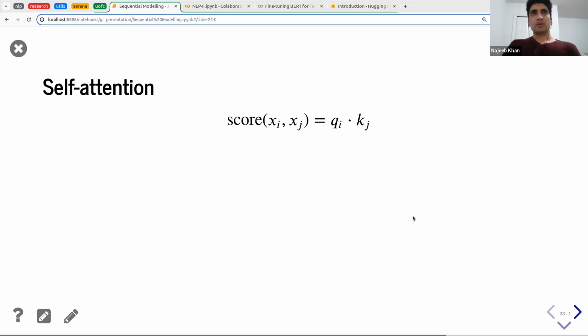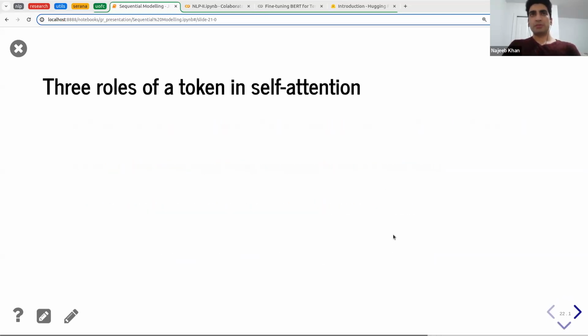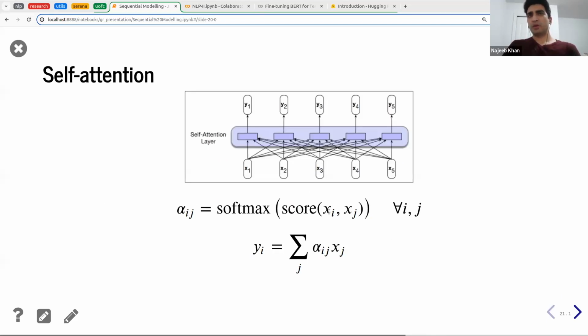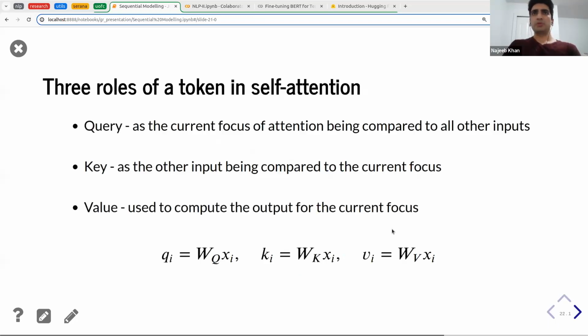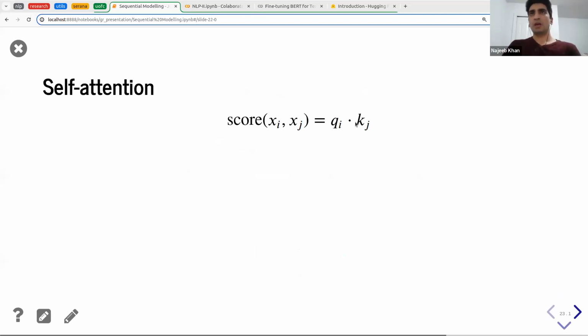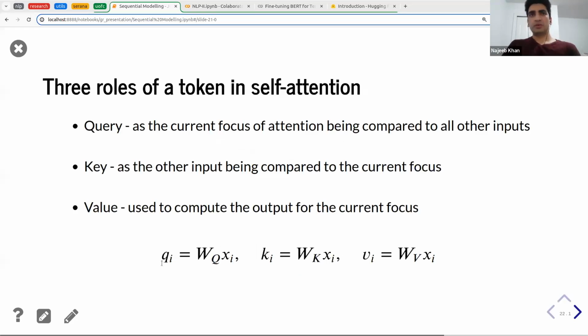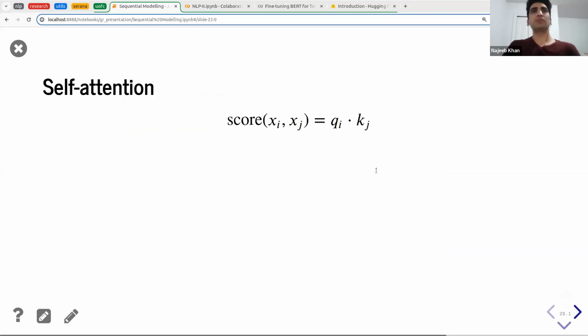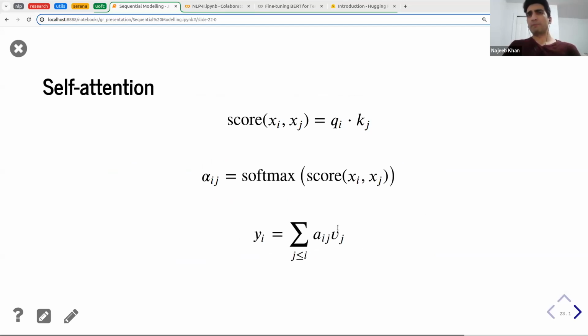There was one missing piece: the score between a query and a key vector, how do we compute that? There could be many different ways you could do it, but the simplest one is to use the dot product. You take the query vector and dot product it with the key, and that's your score for that particular token. Then you softmax the scores and compute the Y by averaging the input values with the attention weights.